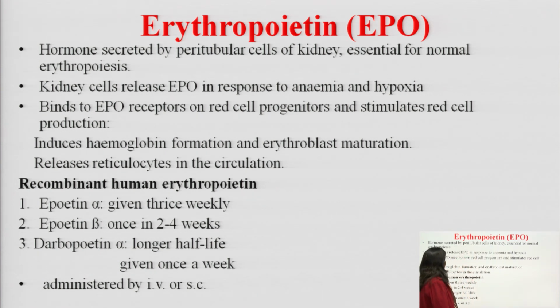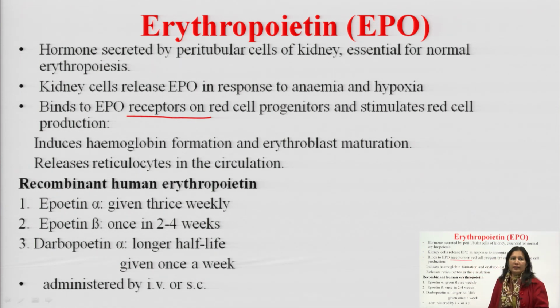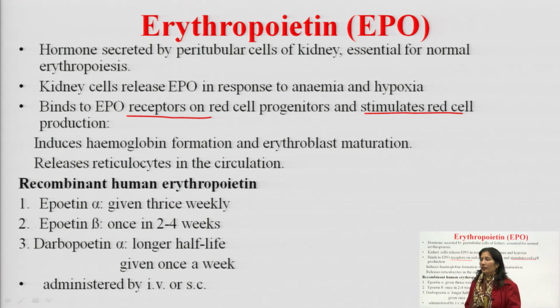As we know, erythropoietin is a hormone secreted by the peritubular cells of the kidney. It is essential for normal erythropoiesis. Kidney cells release erythropoietin in response to anemia and hypoxia. Erythropoietin binds to the erythropoietin receptor on red cell progenitors and stimulates red cell production. So, erythropoietin is responsible for erythropoiesis, that is red cell production. It induces hemoglobin formation and erythroblast maturation. It releases reticulocytes into the circulation.